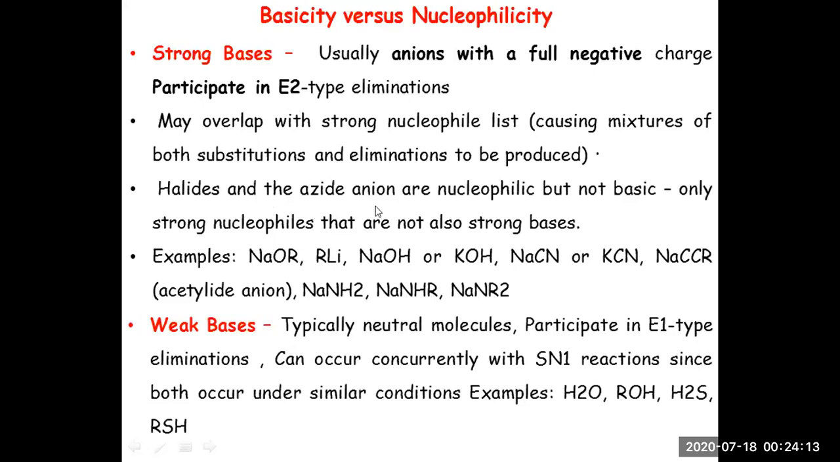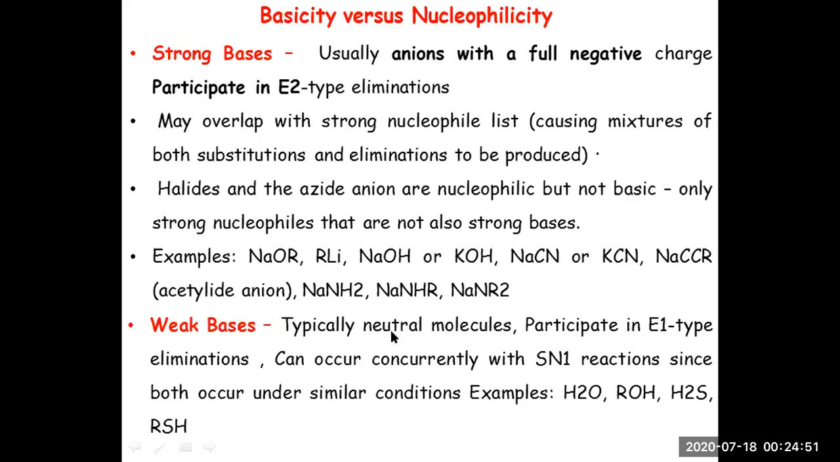Halides and azides, anions are nucleophilic but not basic. They are strong nucleophiles that are not strong bases. Here are a few examples of compounds that generate strong bases, like NaOH and KOH. They will form OH⁻ ions, and OR⁻ ion, which becomes a strong base. Soda amide, NaNH2, ionizes to give NH2⁻, again a strong base.